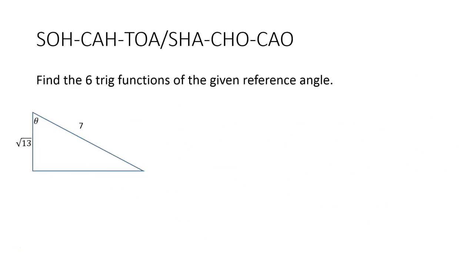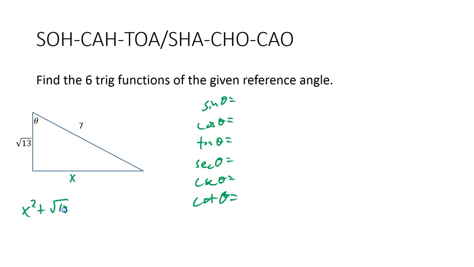So we're looking for the six trig functions of the given reference angle. So we have the six trig functions of theta. So we need sine theta, cosine theta, tan theta, secant theta, cosecant theta, and cotangent theta. So we use SOH-CAH-TOA here. We need to find that last side first, so let's call it x. So we got x squared plus root 13 squared equals 7 squared. So that's x squared plus 13 equals 49. Subtract, we got x squared equals 36. Hey, that's nice. X is 6.